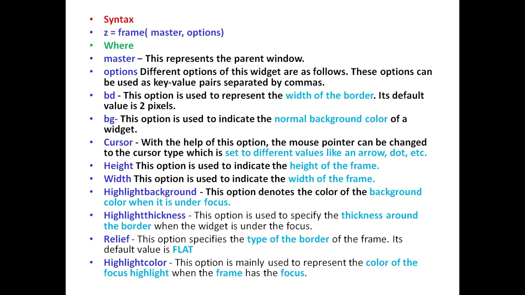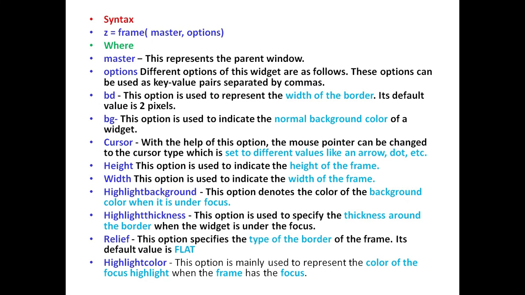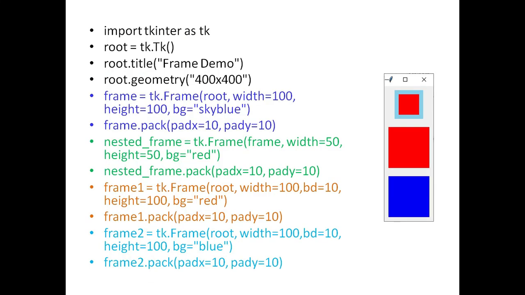Then highlightbackground. This option denotes the background color when the frame is under focus. Highlightthickness. This option is used to specify the thickness around the border when the widget is under focus. The relief option specifies the type of the border of the frame. Its default value is flat. Then highlightcolor. This option is mainly used to represent the color of the focus highlight when the frame has the focus. Here we will see an example.